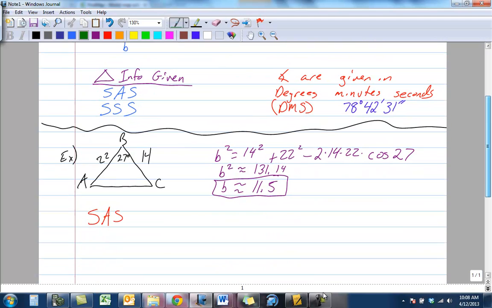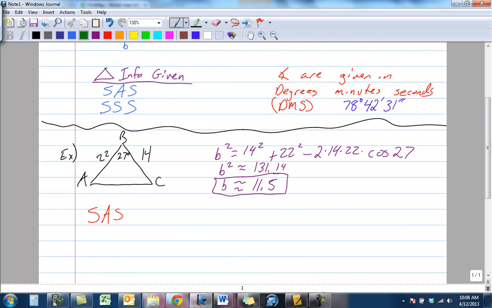So this is going to be 14 squared, that's A squared, equals B squared. Now we just found that B is 11.5. I hate to use rounded values, but in this case, it's okay. We're forced to. We have to. 14 squared is equal to 11.5 squared plus 22 squared minus 2 times 22 times 11.5 times the cosine of angle A.